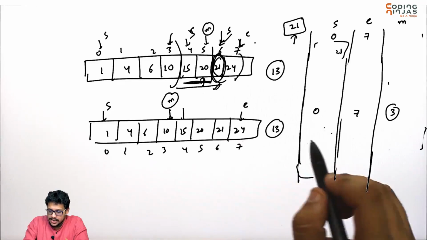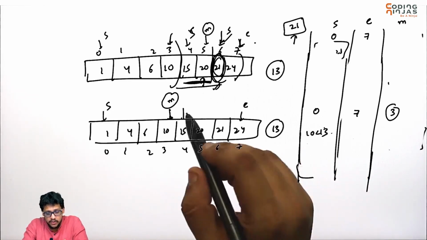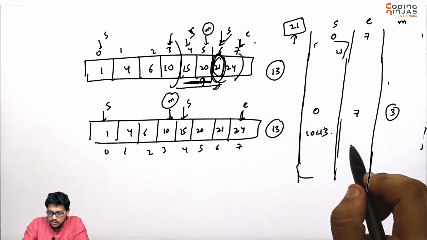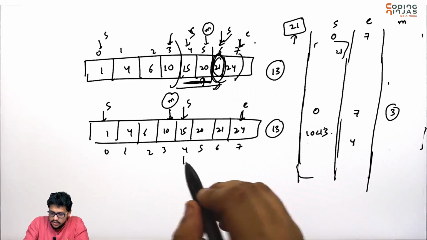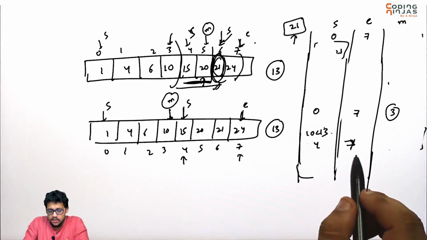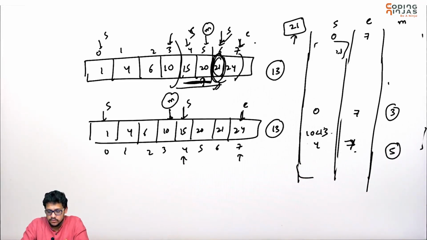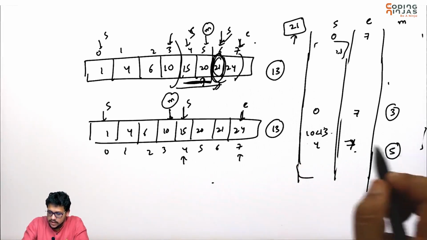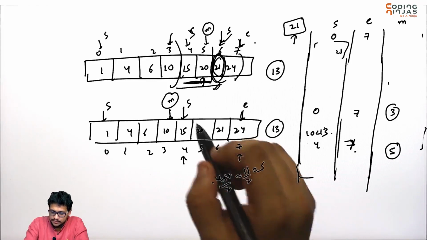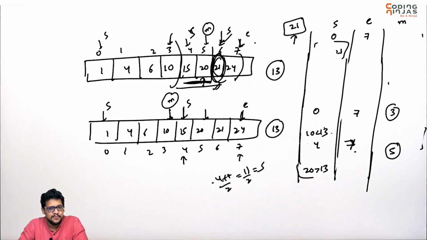10 is lesser than 13. Definitely it will exist in the right part of the array if it exists. So your start will move here, and start will become 4 and end will still remain 7. 4 plus 7 divided by 2 is 5, because it is 11 by 2, that is equal to 5 here. You will see the fifth index, 20 is greater than 13.